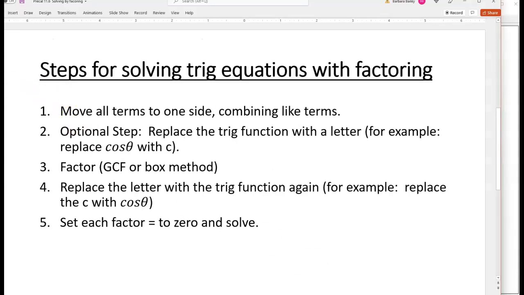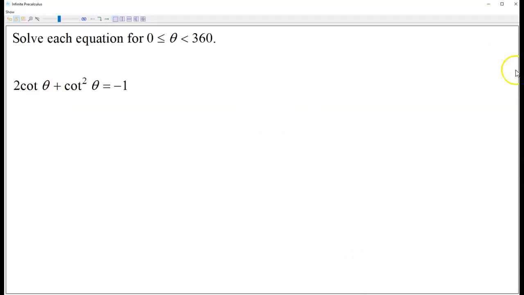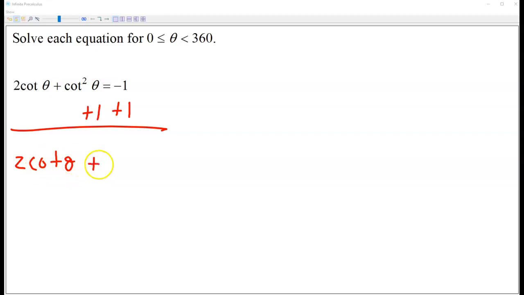All right, let's begin here. So here is example 1. So the first thing I want to do is move everything to one side so that it equals 0. So I'm going to add this 1 over here to the other side. Now you can't really combine the 1 with anything. So I'm just putting it over there. So it looks like that.